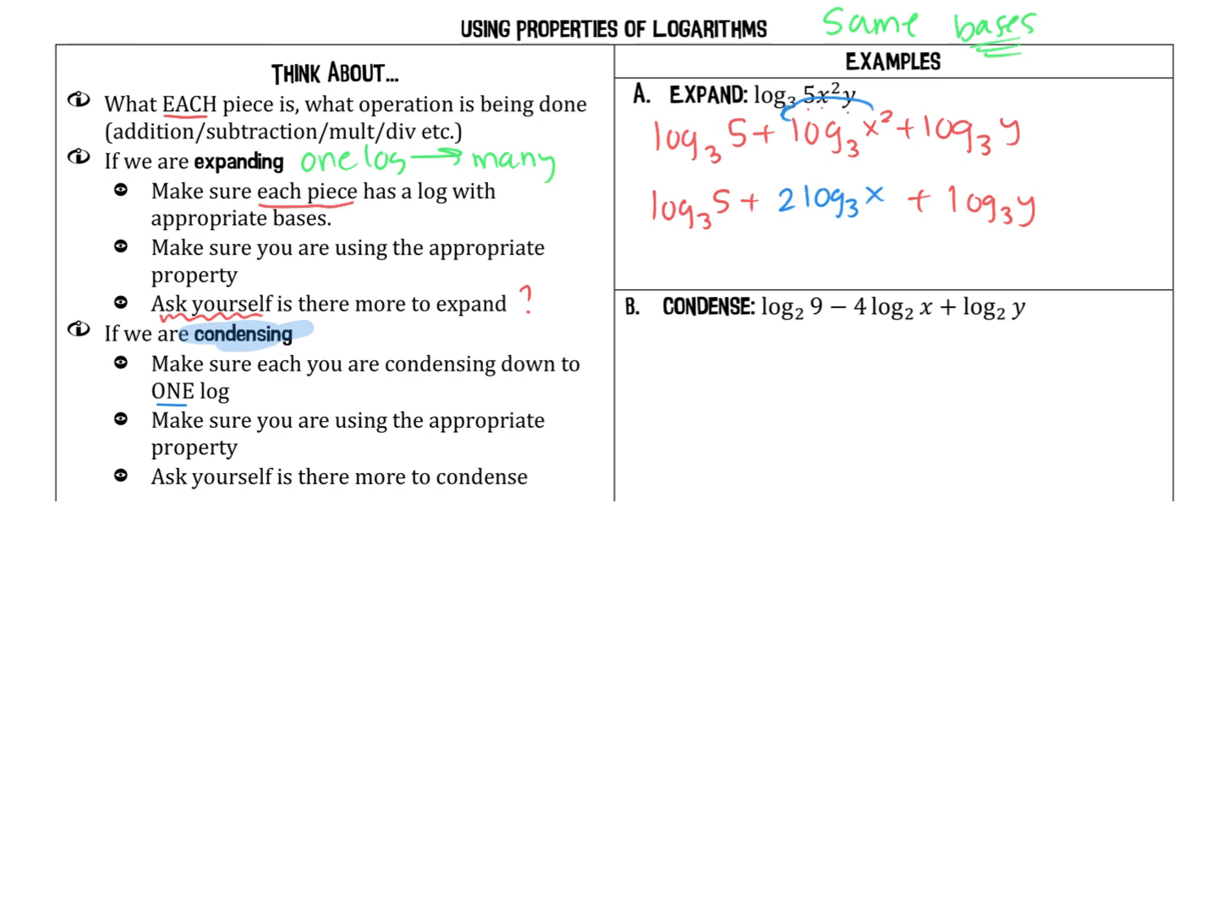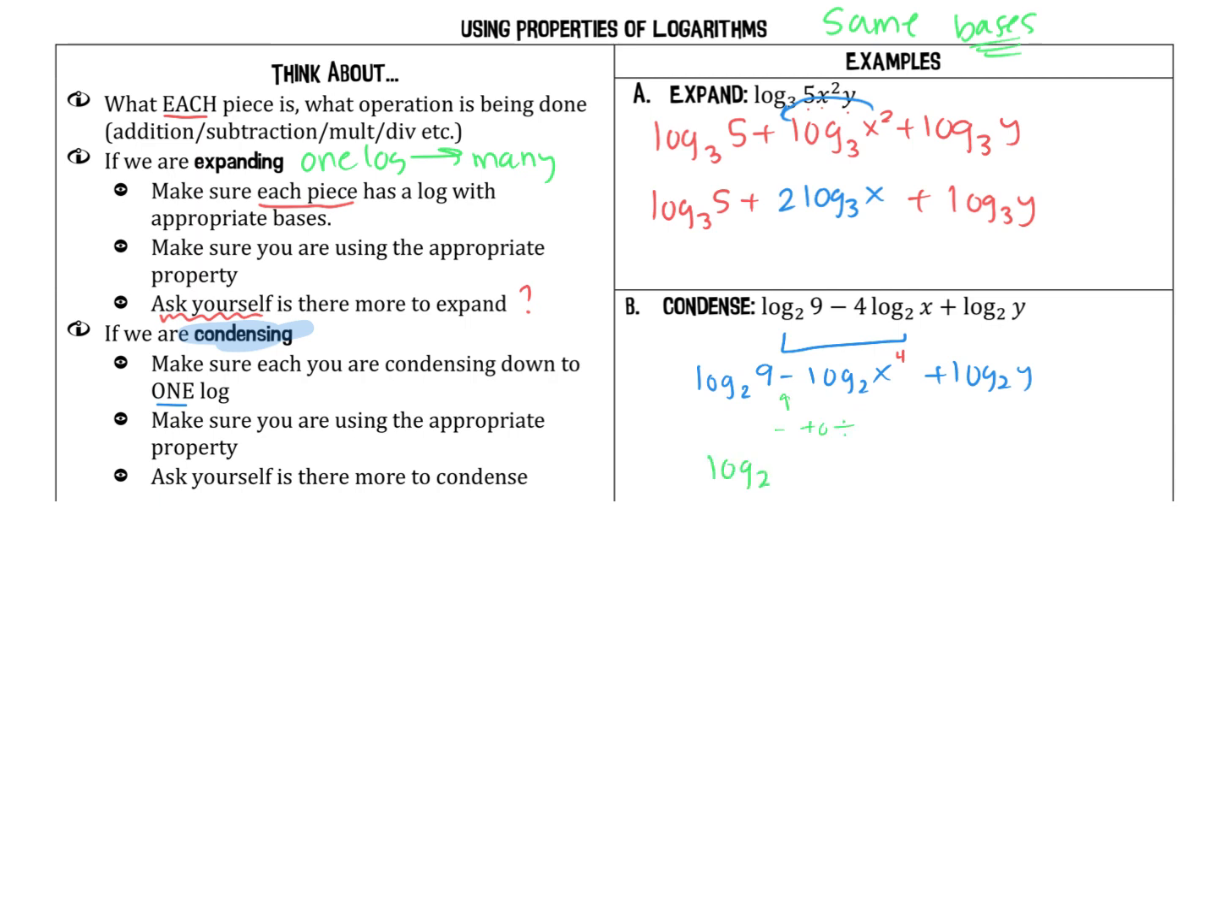So I like to work left to right here. Let's talk about what's going on here. Log base 2 of 9 minus 4 times log base 2 of x. So actually the very first thing that I'm going to do is I'm going to leave that subtraction, but I'm going to move the 4. That 4 in front is going to become an exponent here. Now I'm going to deal with the subtraction. Subtraction is going to go to division.